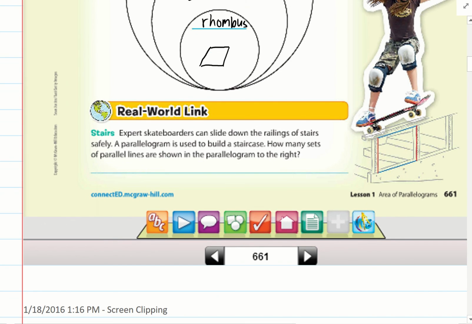Alright, real world link. Expert skateboarders can slide down the railings of stairs safely. A parallelogram is used to build a staircase. How many sets of parallel lines are shown in the parallelogram to the right? So I have my red sets and my blue sets. So that's going to be two sets of parallel lines.